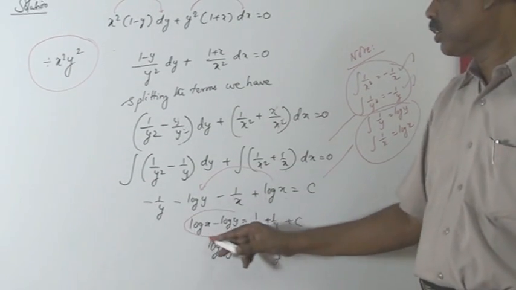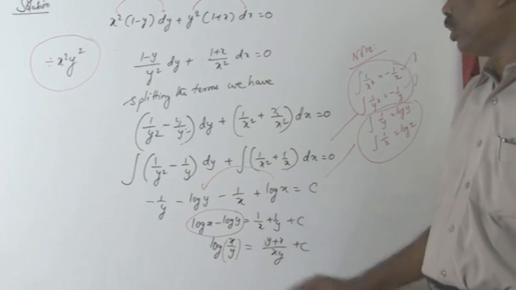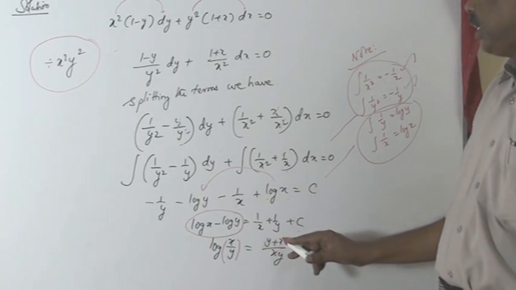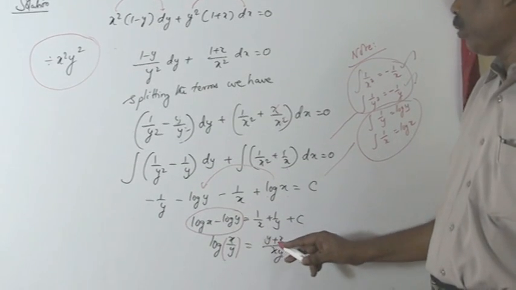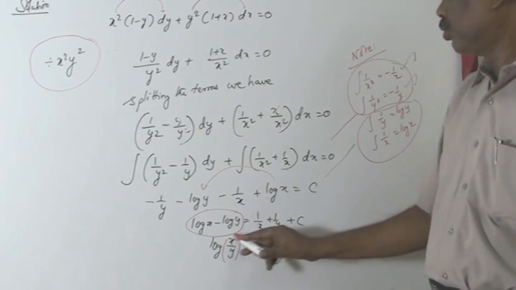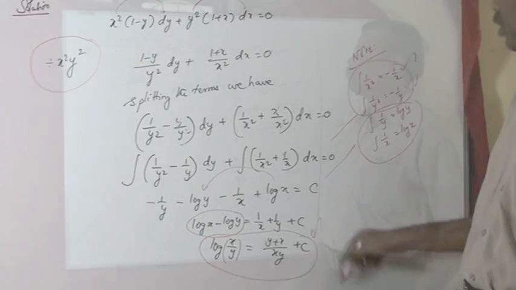So what is log x minus log y? Log of x by y, applying the quotient rule of logarithm. Now take the LCM for x and y, which is xy. Therefore, (y plus x) by xy plus c. So this is the general solution of this differential equation.